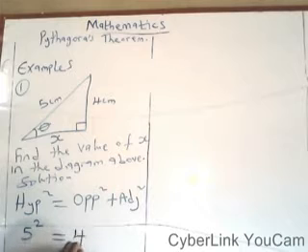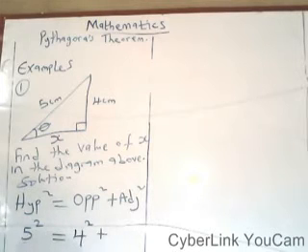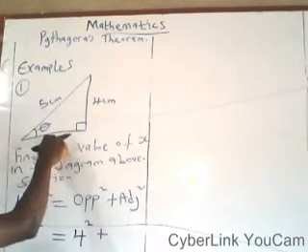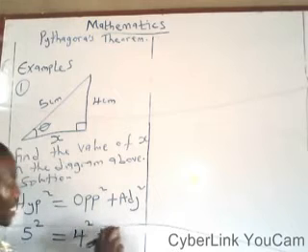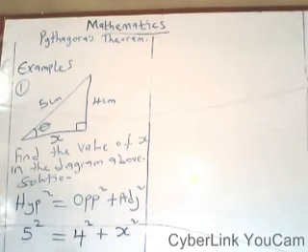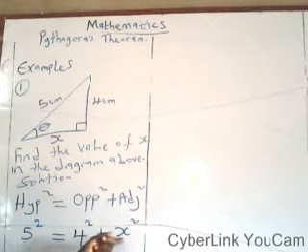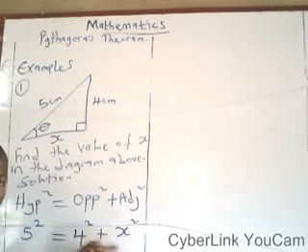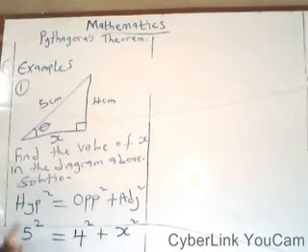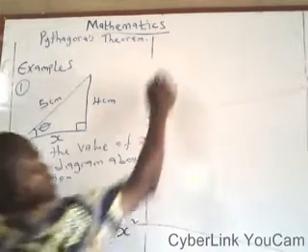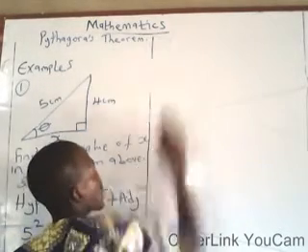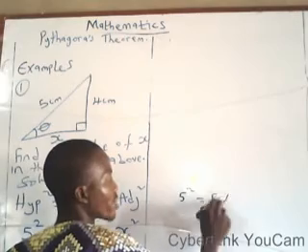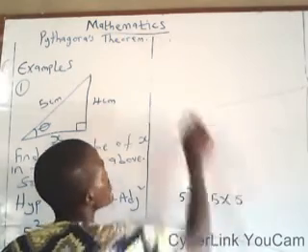We now have this opposite to be 4 square plus adjacent is represented with letter X. X squared. This is what we have. 5 squared is equal to 4 squared plus x squared. We are looking for the value of X, not the value of x squared, but the value of X. In that case, 5 squared will give us 5 times 5. 5 squared means 5 multiplied by 5, and that is 25.